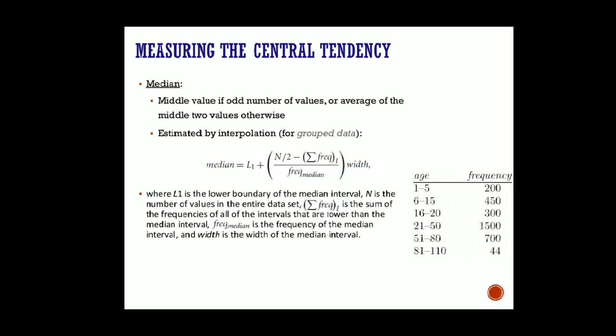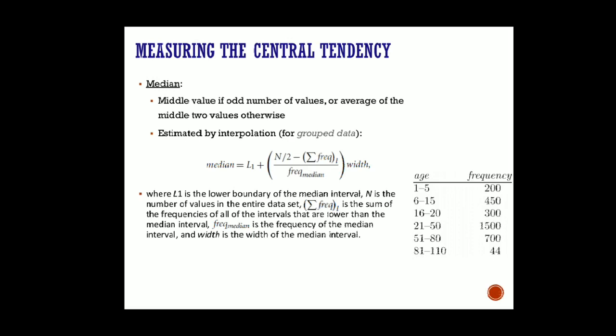So what is the median interval? After finding the median value, it will lie in some range. You can see here there are various ranges given, 1 to 5, 6 to 15, 16 to 20. So the median value, that is the middle value, will fall in some range, right? So wherever my median value is lying in that range, we will consider the frequencies of those below it. And the frequency of median is the frequency of the median interval, along with the width of the median interval.